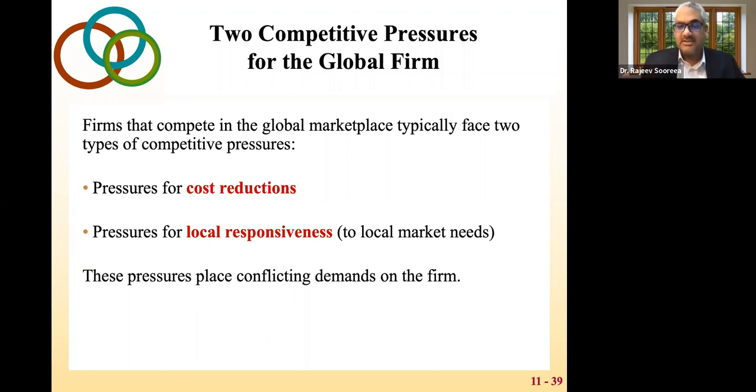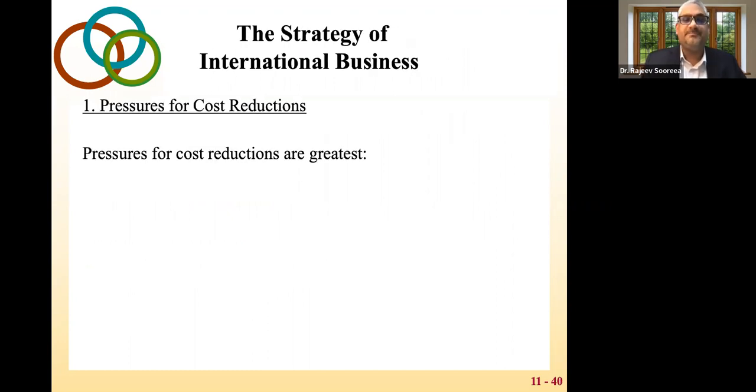Do you need to customize your product to that particular market, or can you just provide your product as it is, right? These are the two pressures that you're going to be facing, and you need to decide what kind of pressures you have, because those two pressures will determine your strategy. And these two pressures place conflicting demands on the firm, right? Sometimes they work in opposite directions. So you need to be very careful to understand those pressures.